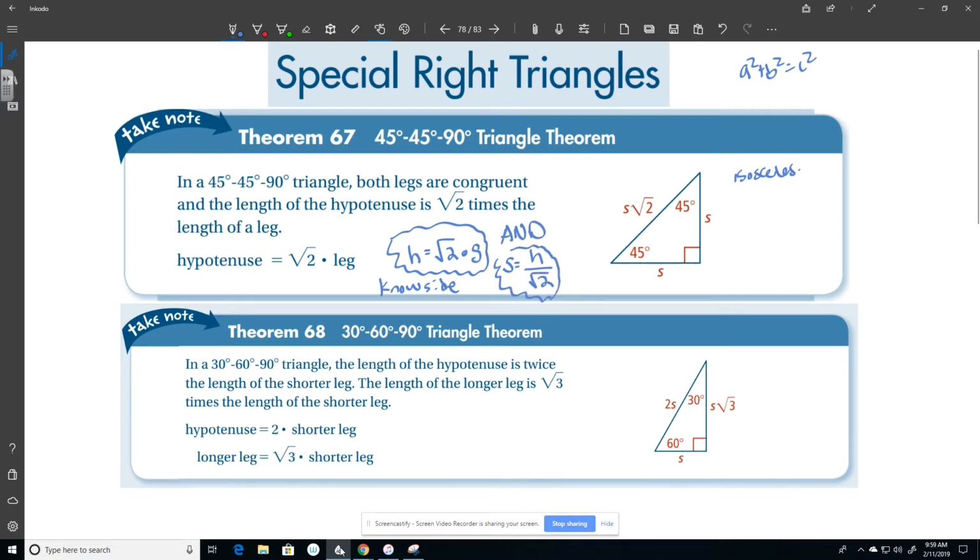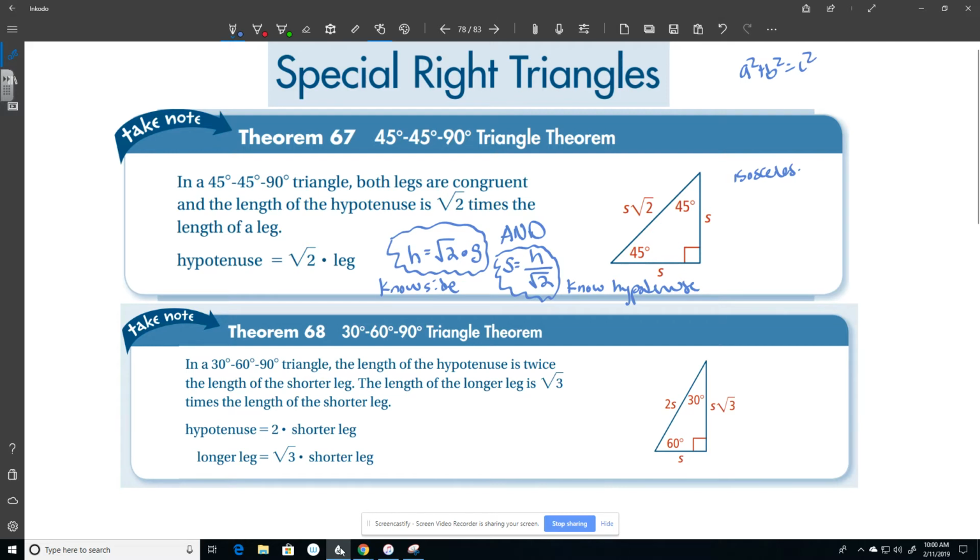So two formulas that I want you to know for an isosceles triangle, a 45, 45, 90. The first one is if you know the side, use this formula. The second one is if you know the hypotenuse. So let's put that in here. If you know the hypotenuse, I want you to use this equation, okay?